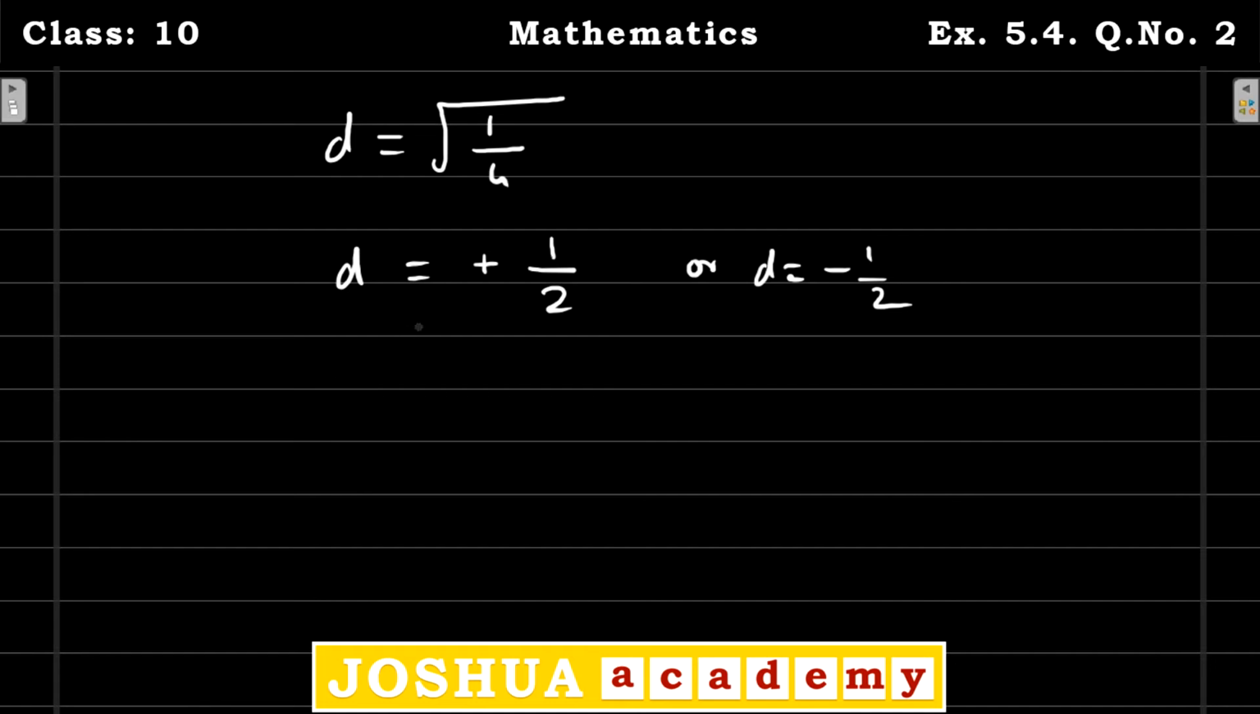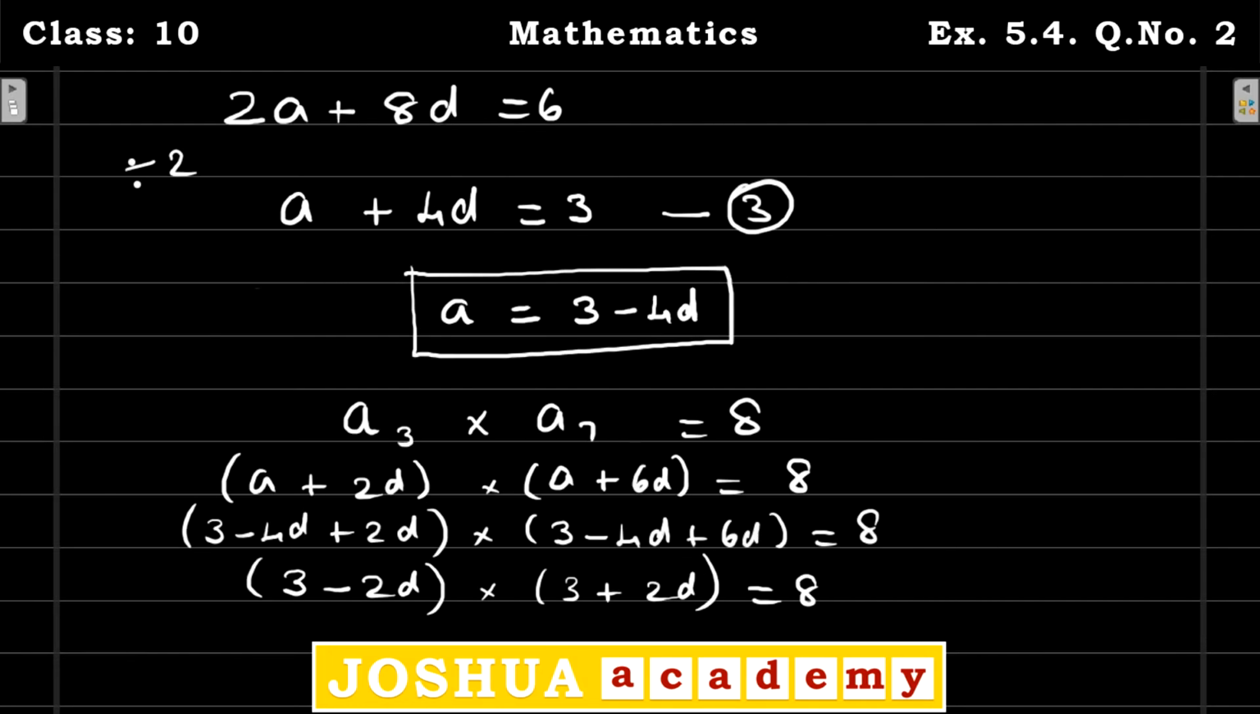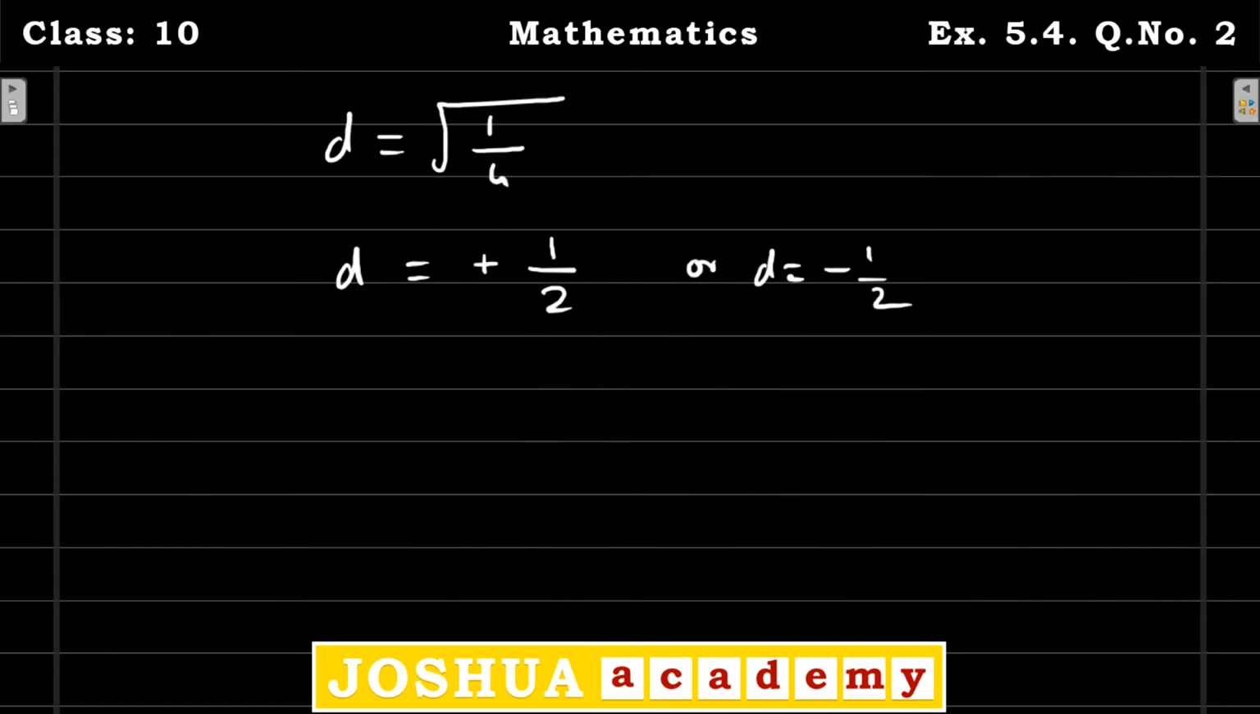Now I am going to substitute the value of d in our previous equation. What equation am I talking about here? It is a equal to 3 minus 4d. That is, from equation 3 we derived this one, a is equal to 3 minus 4d. In that I am going to substitute the value of d, for both values of d.